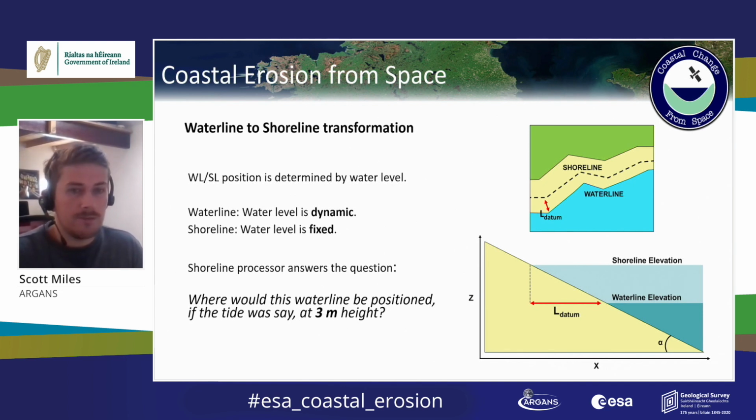So to remove this variability and to detect meaningful change, we transform the waterlines into shorelines. Through this transformation, we calculate where the waterline would be positioned if we change the water level to a fixed value. By normalizing the waterlines to a fixed reference point, areas of accretion and erosion become easily detectable.